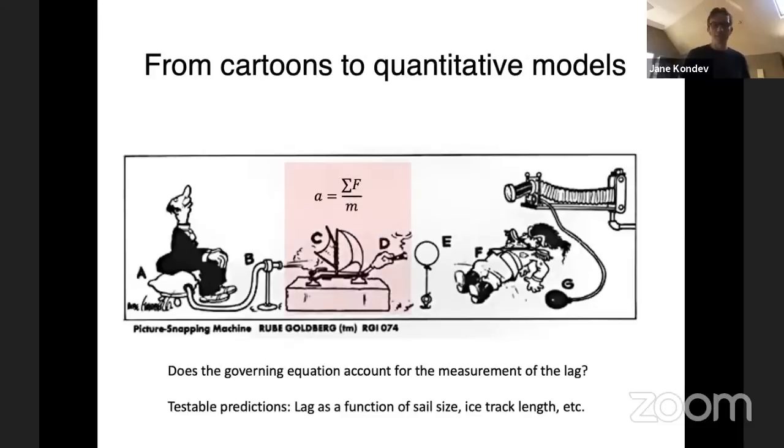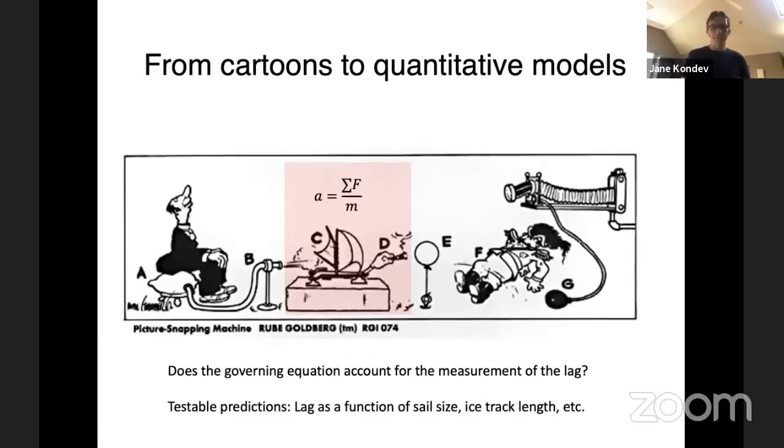Well, maybe you'll write down some governing equation like Newton's laws. You decide maybe the time it takes for this sail moving along this ice block to be the relevant time scale in the problem. And you write down Newton's equations.